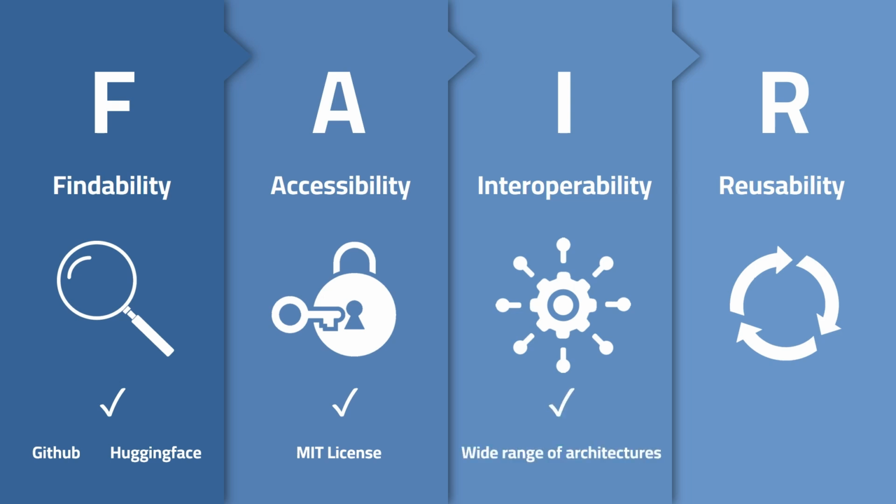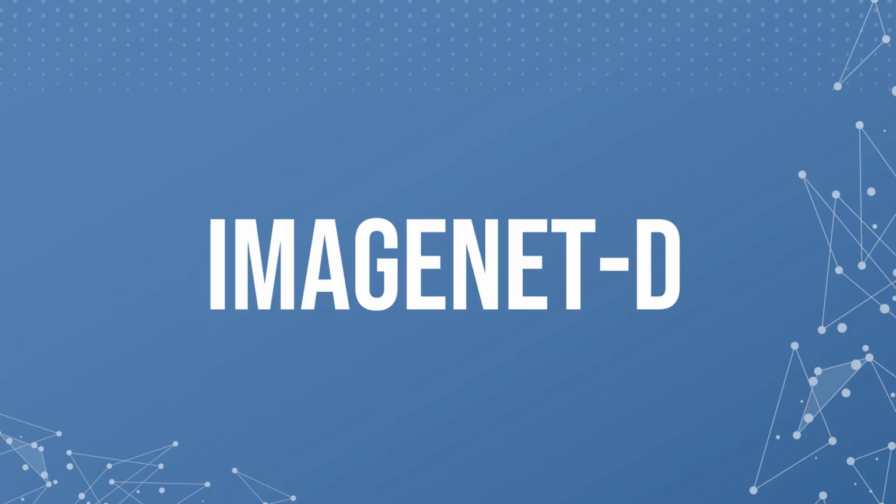Next, ImageNet-D is interoperable. It is compatible with a wide range of architectures, from traditional convolutional neural networks to state-of-the-art vision transformers and multimodal models. Finally, it is reusable. The dataset's flexible pipeline allows researchers to effortlessly add new object categories, backgrounds, textures, or materials. In summary, ImageNet-D is a significant advancement in benchmarking neural network robustness. By leveraging diffusion models, it creates diverse, high-quality test cases that challenge even state-of-the-art models across various architectures, from convolutional networks to vision transformers and multimodal models.